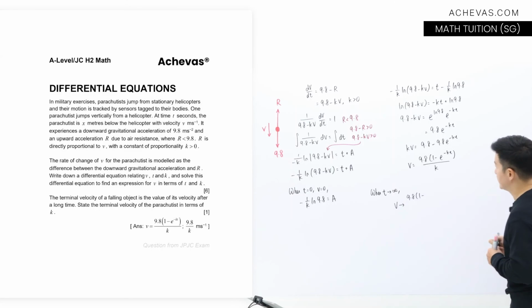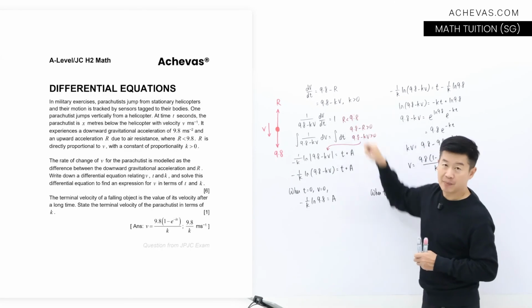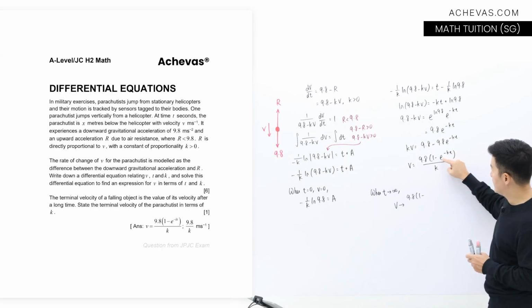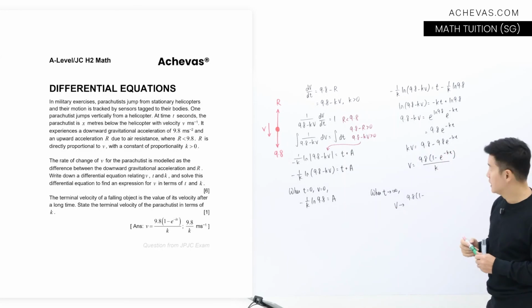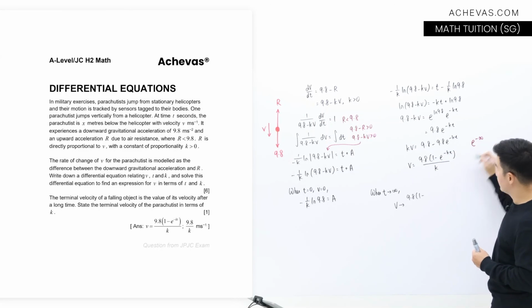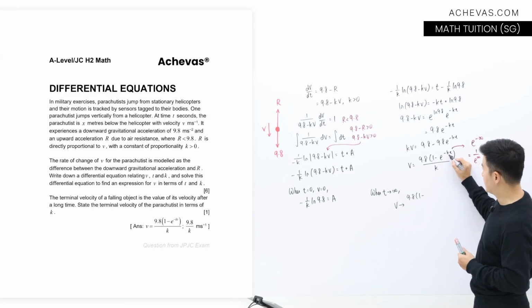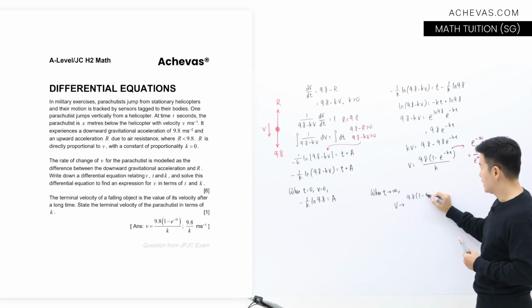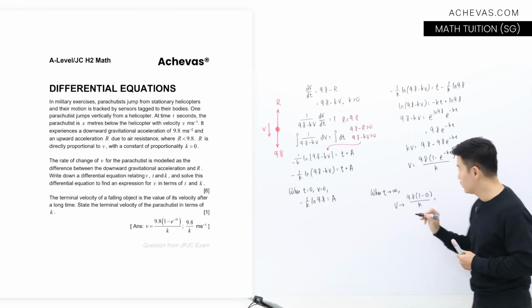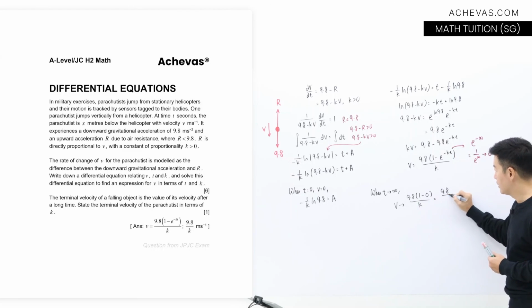Then 1 minus, okay, k is a positive number. So when t goes to infinity, we have e to the power of minus infinity. What is e to the power of minus infinity for this portion here? We can see this as 1 over e to the power of infinity. So 1 over a very, very large value is going to become 0. Since k is positive and t becomes infinity, this will become 0 over k, which means that the terminal velocity of the parachutist is going to be equal to 9.8 over k.